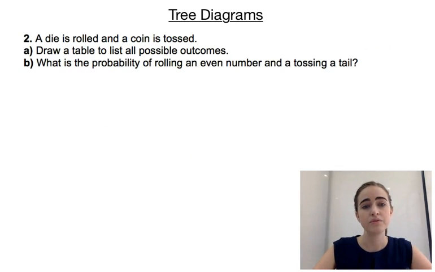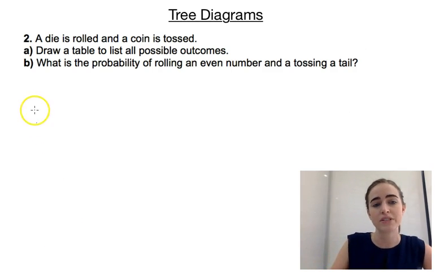Our second example tells us that a die is rolled and a coin is tossed, and it asks us to draw a table to list all the possible outcomes. So the reason we might draw a table instead is that if we tried to draw a tree diagram for this situation, for this experiment, then it might get really crowded because we've got those 6 options for a die, and then we've got 2 options for every one of those, so it's going to get really crowded. So instead we're going to draw up a table.